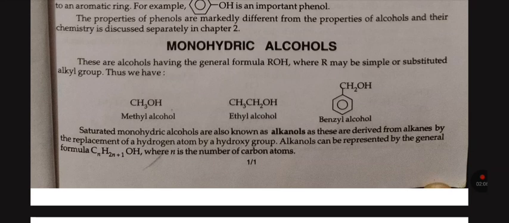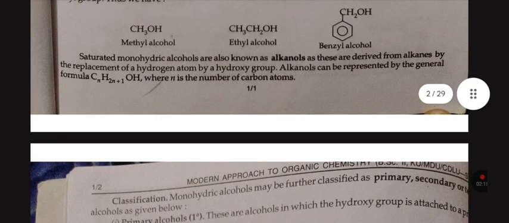Monohydric alcohols. These are the alcohols having general formula ROH, where R is a simple or substituted alkyl group. Thus we have saturated monohydric alcohols, also known as alkanols, as they are derived from alkanes by the replacement of a hydrogen atom by a hydroxyl group. Alcohols can be represented by the general formula CnH2n+1OH, where n is the number of carbon atoms.